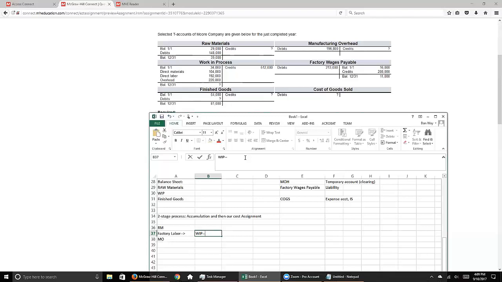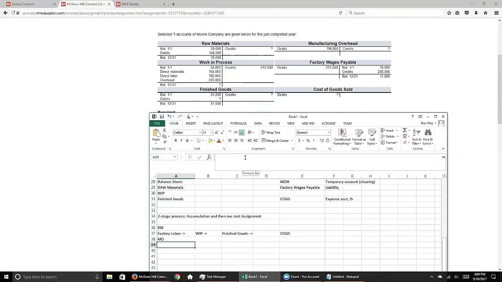As those products and jobs get finished, we have to move the costs associated with them from work in process to finished goods. And then only when those products or jobs are sold do we move the costs associated with them to cost of goods sold.